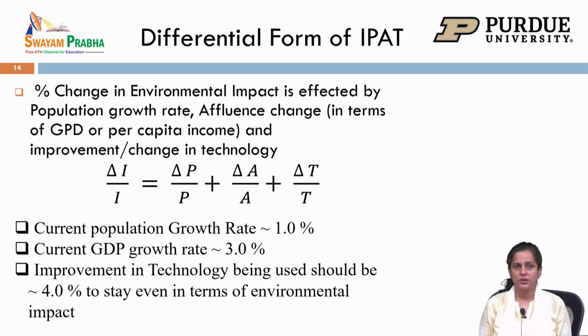Our current population growth rate is about 1%, and our current GDP growth rate is about 3%, which means that if we want to even just maintain the impact, not increase the impact on the environment, we will need to make at least a 4% decrease in the environmental impact. So you see that this equation tells how different pillars contribute to impact, and how much improvement in one aspect you need to make to reduce the overall impact on the system.